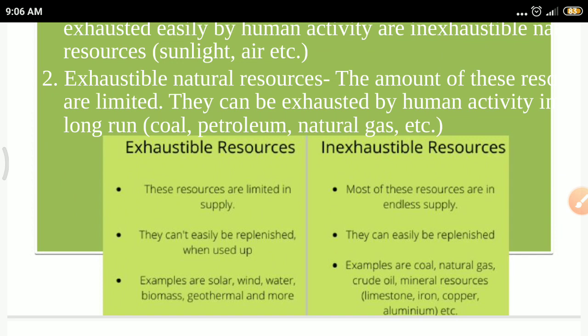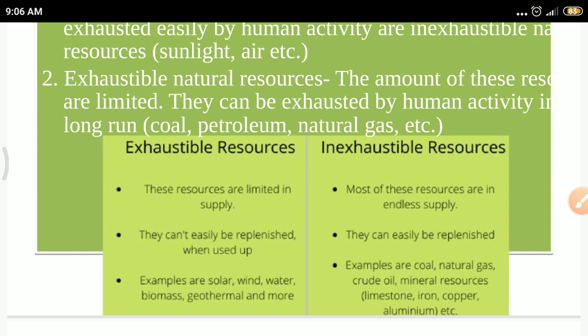This is the difference between exhaustible resources and inexhaustible resources. Exhaustible resources are present in limited amount. Inexhaustible resources are mostly in endless supply; there is no end to the supply of these resources. Exhaustible resources can't easily be replenished. For example, we are using fuel, and it is very difficult to replenish or reproduce it.